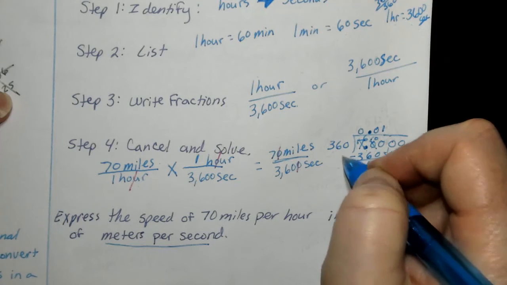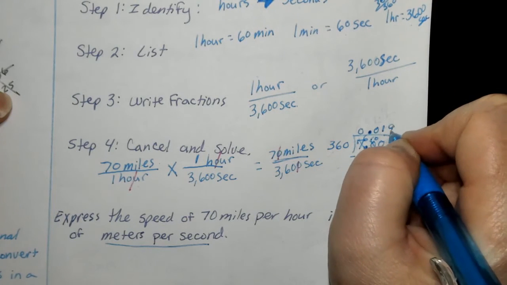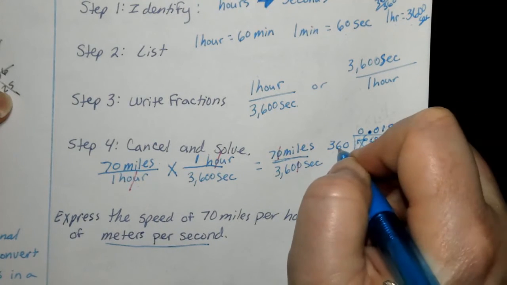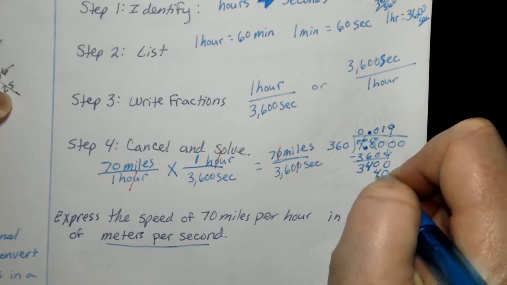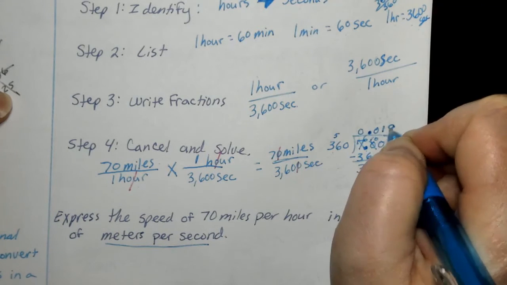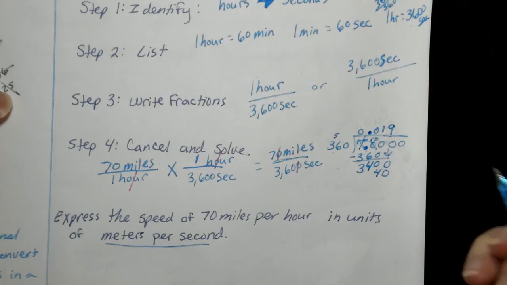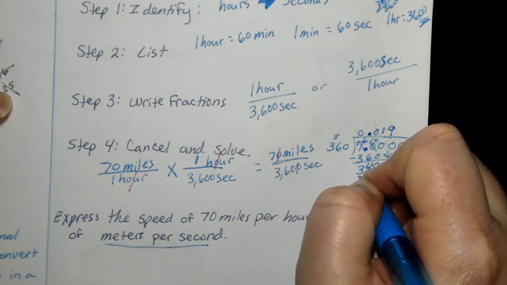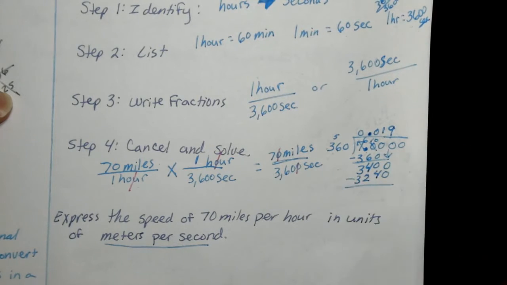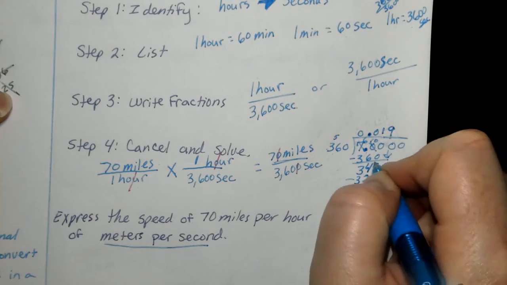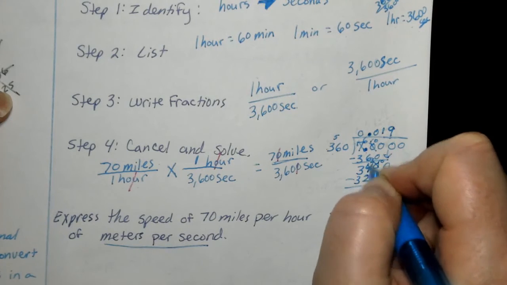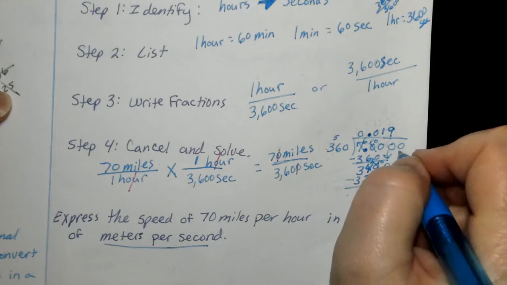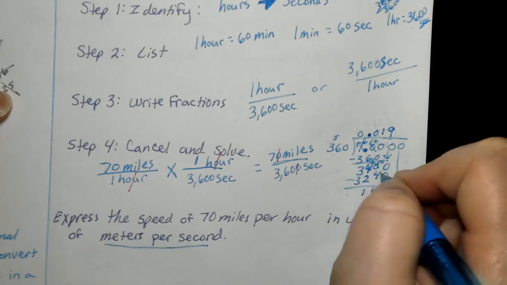Okay. 360 into 3,400, I'm going to go with 9. 9 times 0 is 0. 9 times 6 is 54. Write my 4, carry the 5. 9 times 3 is 27, plus 5 is 32. So I'm going to write 32. Subtract 0 minus 0, 10 minus 4, 3 minus 2, and 0. So I have 160. So I'm going to just do this one last division.